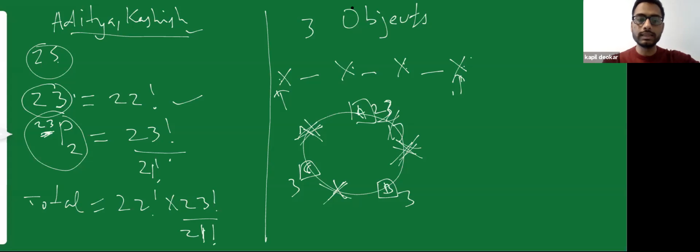And out of that 23, how many places am I actually going to fill up? I'm just filling up two places, Aditya and Kashish. In how many ways can that be done? That is equal to 23 factorial upon 23 minus 2, that is 21 factorial. So total is equal to this.